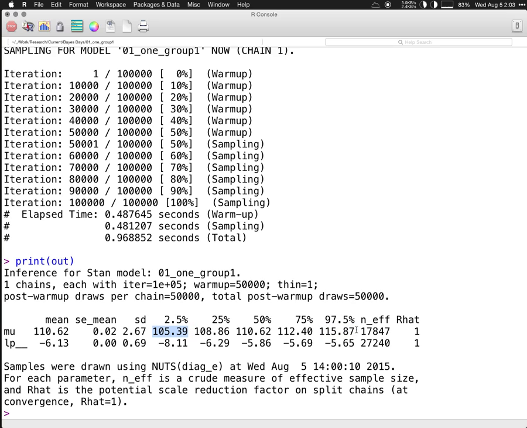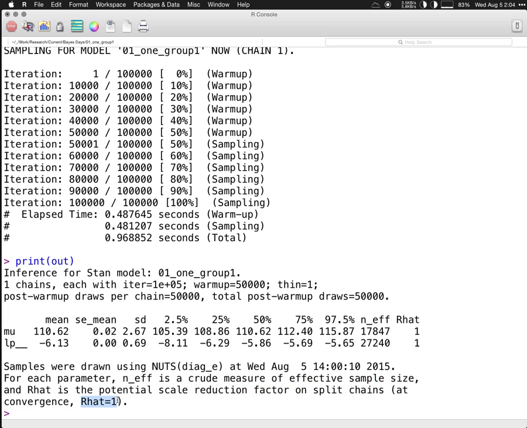Now the other 2 columns, N_eff and R hat, are somewhat explained right below. Underneath the table, we've got this line, samples were drawn using NUTS. That's a No-U-Turn Sampler, a particular type of sampler that is the default in Stan. That's very good. And it gives you the actual time that it was done. And then it gives you a little explanation. For each parameter, N_eff is a crude measure of effective sample size. R hat is the potential scale reduction factor on split chains. So at convergence, R hat equals 1.